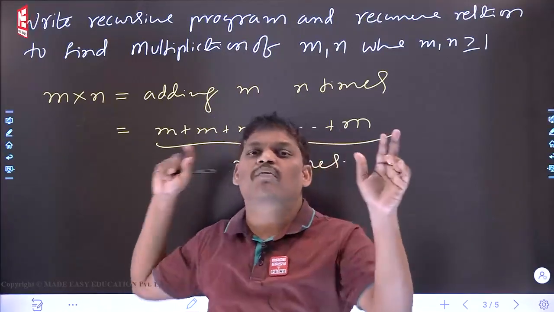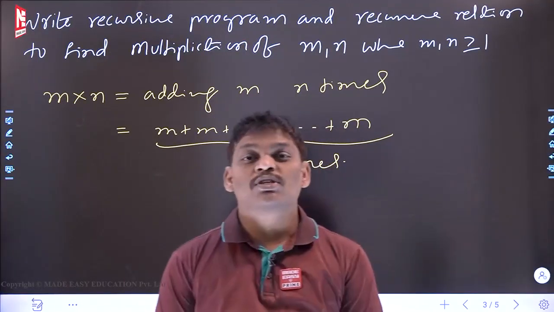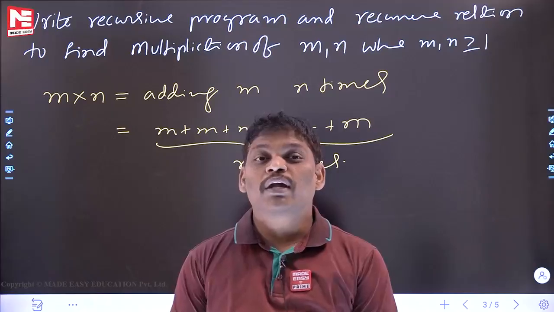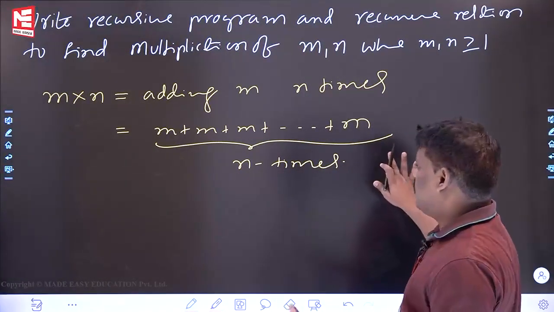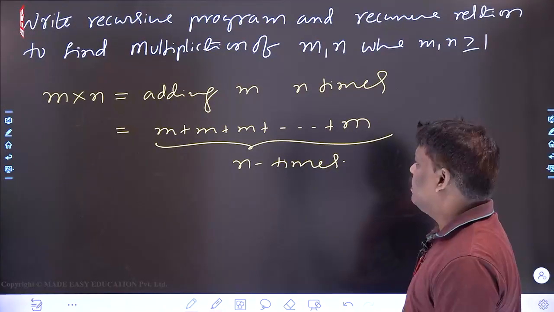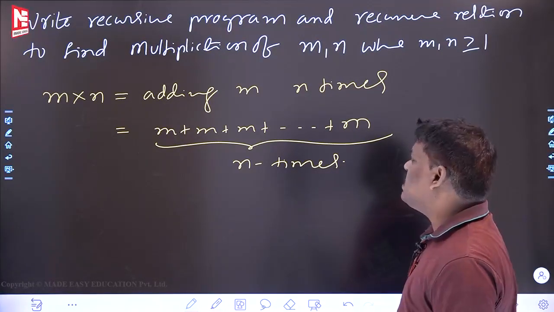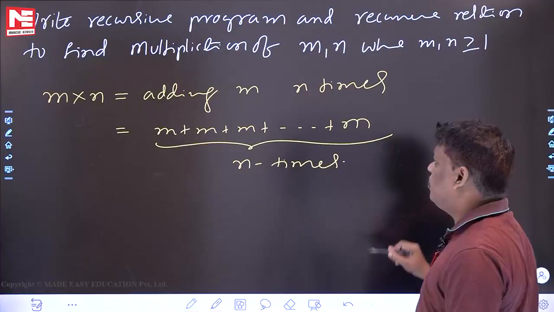Whenever someone says from now onwards, write the recursive program to this problem, what is the answer? You have to find out one logic. The logic is going to be adding m, n times. This is the logic I have written also. Depending upon the logic, time complexity and space complexity will differ. Please be careful. One logic I have written.